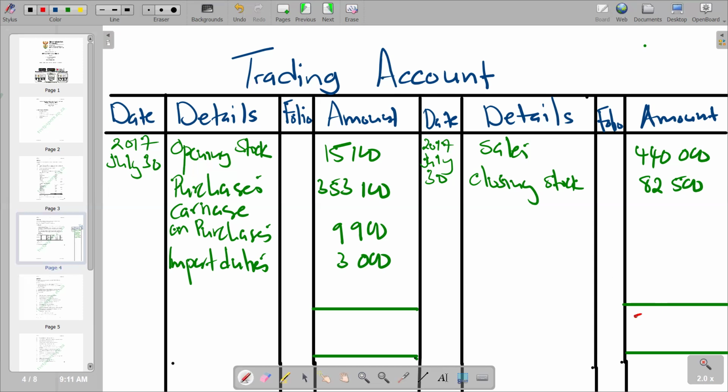So we're saying 522,500, which is also on the debit side. So which means the difference, which is the balance figure, should come on the debit here, and we are saying, if you say 522,500 minus 3,000 minus 9,900 minus 353,100 minus 50,100, the difference that we're supposed to get there is 141,400.